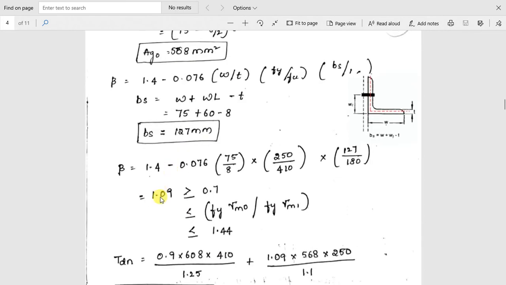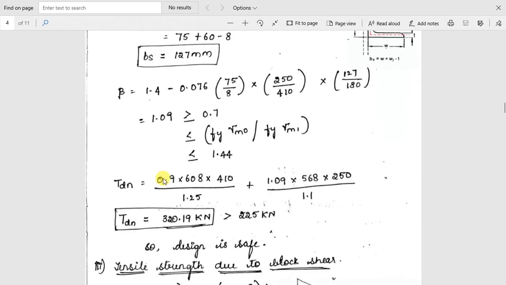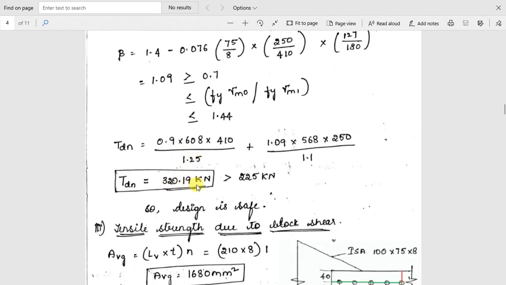So beta you are getting 1.09, which is greater than or equal to 0.7, and it is less than or equal to 1.44. So this value is good. You can go with this value of beta. So once you substitute in this, you will be getting 320.19. That means this particular angle section will not rupture till this load. But the load acting is 225. So the design is safe due to rupture and also due to yielding.